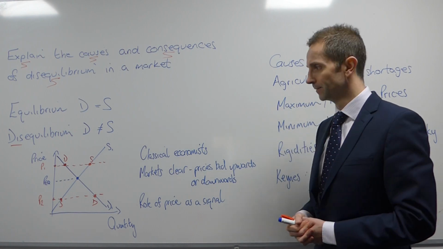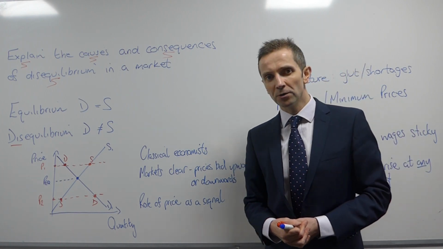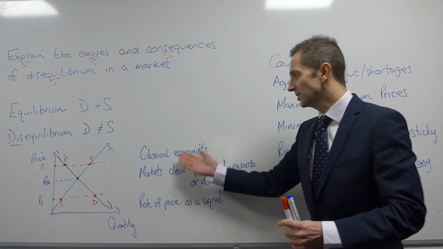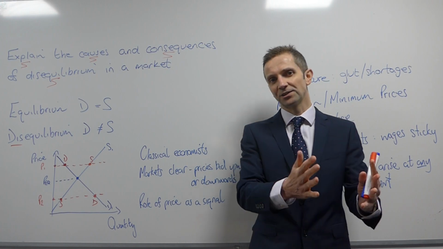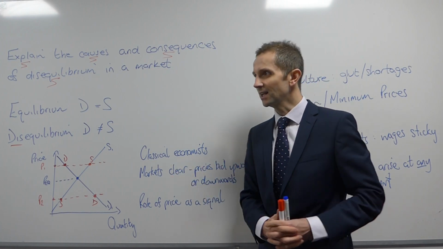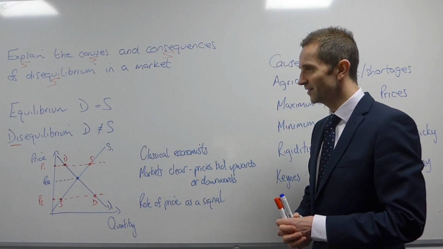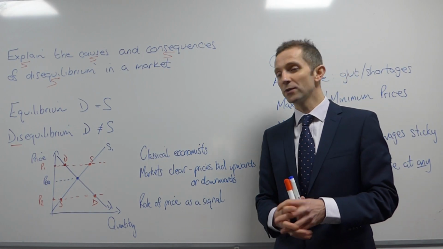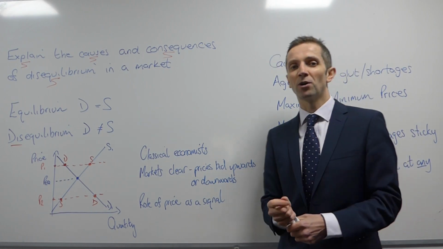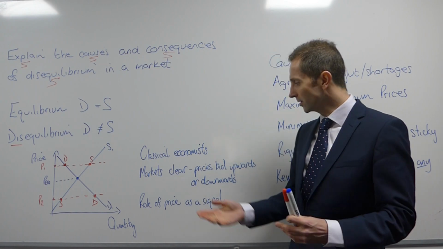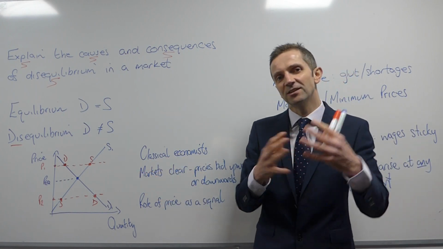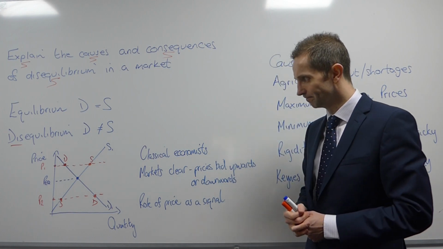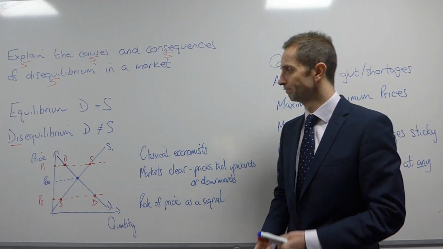Now, theory goes, or certainly classical theory, so those of you who are familiar with the difference between classical economics and Keynesian economics will know that classical economists would argue that markets clear instantaneously. There's this sort of instantaneous adjustment that takes place. So how could that be?